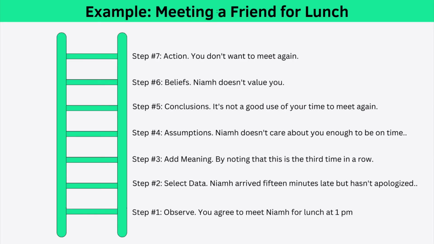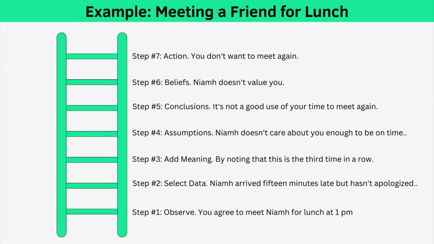So in this example, imagine that you're meeting your friend Neve for lunch. So at the bottom of the ladder, you agree to meet Neve for lunch at 1 p.m. These are the facts. On the second step of the ladder, you select the data that Neve has arrived 15 minutes late, but hasn't apologised.